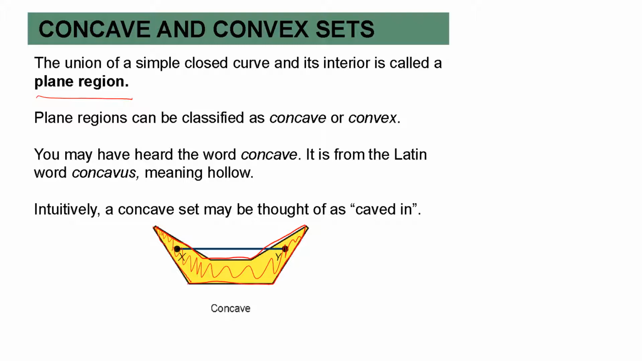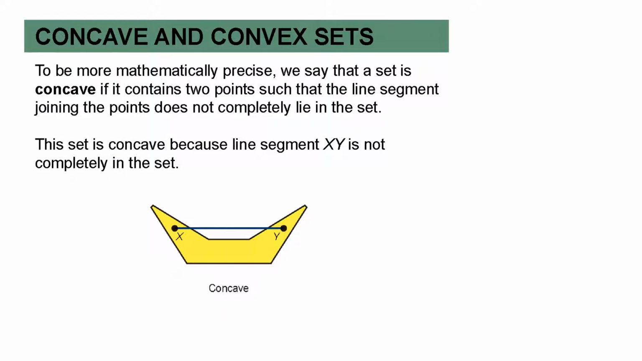And we can classify plane regions as concave or convex. Concave is usually easy to remember because you can think of something caving in on itself, and that actually does come from the Latin, which means hollow. So there's a point at which it's hollow. However, we want to just not define it by saying, oh, it's hollow. So we want to be more precise.